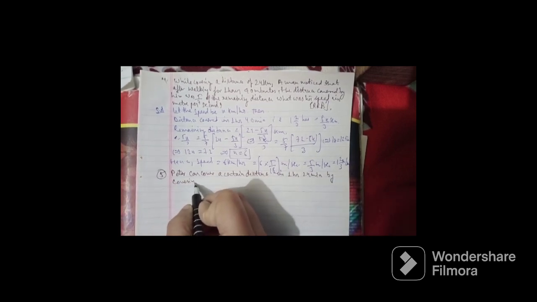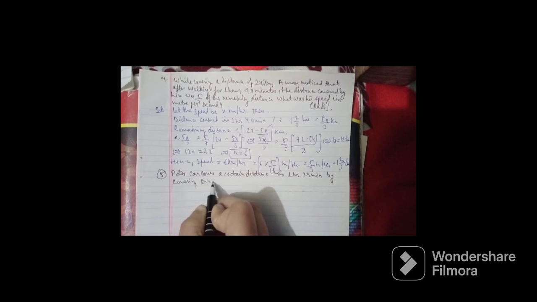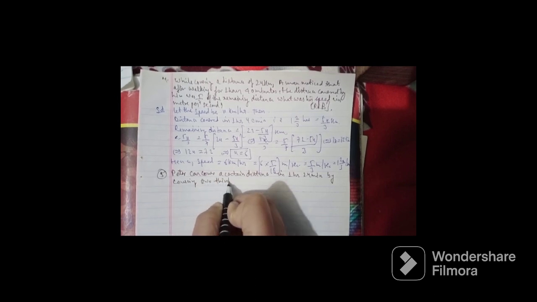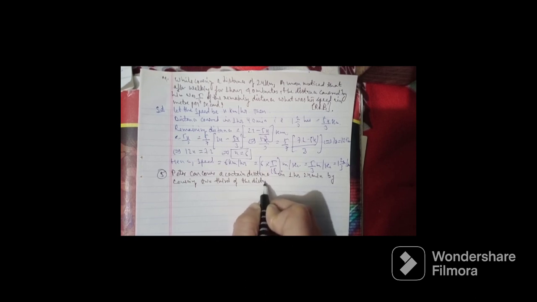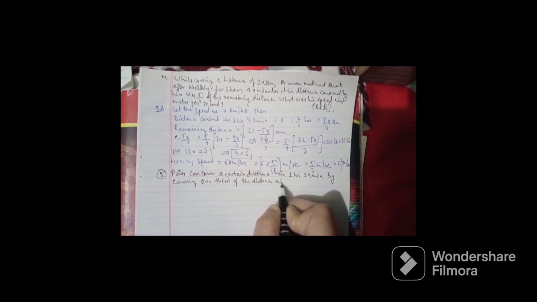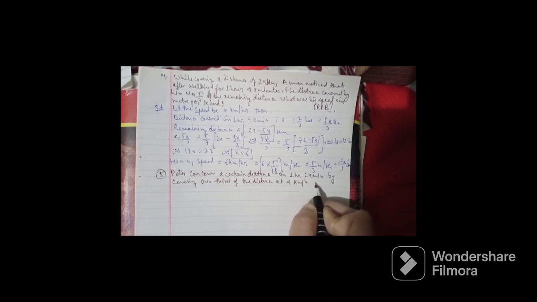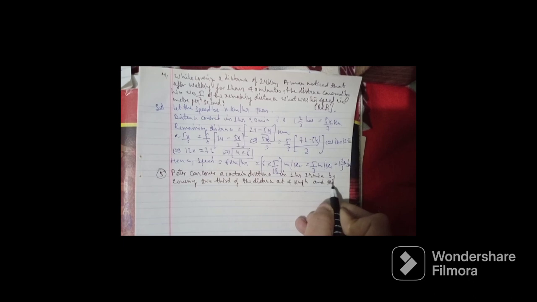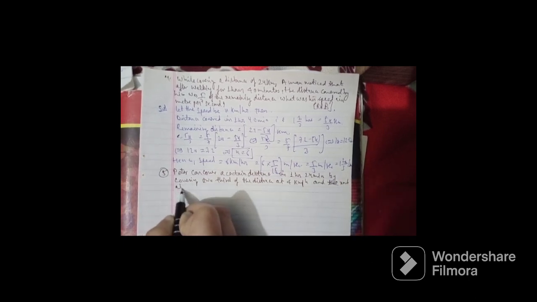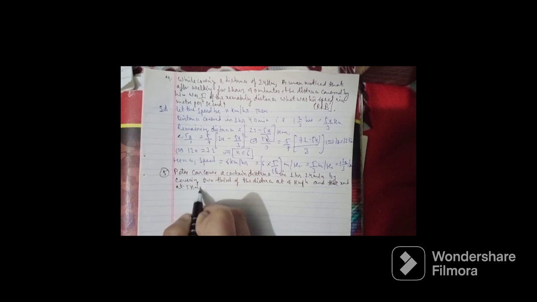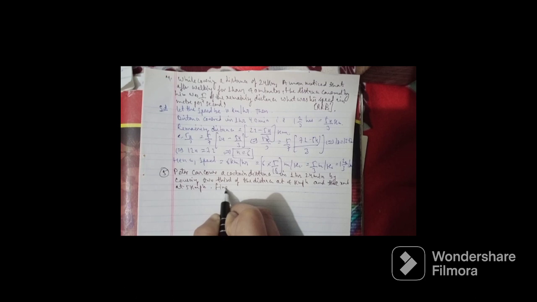By covering 2/3 of the distance at 4 km per hour and the rest at 5 km per hour. Find the total distance.